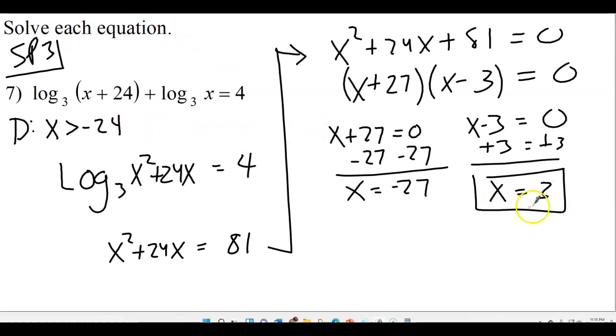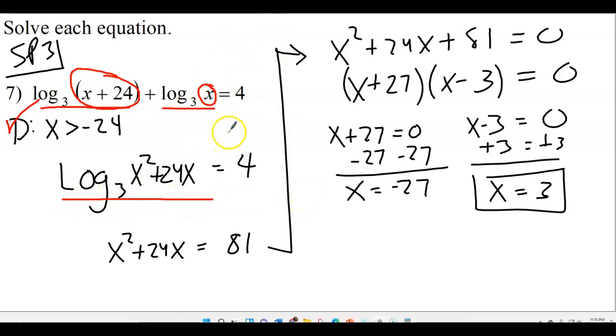All right, so the answer is x equals 3. Let's back up and find out what to do here. So domain, x needs to be greater than negative 24. We get that by setting this greater than 0 and solving. Next, we use the property where if we have two logs that are being added together, we can multiply their arguments together, and the end result will be this.